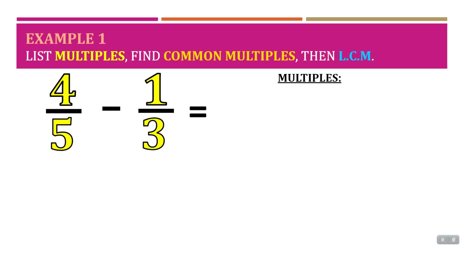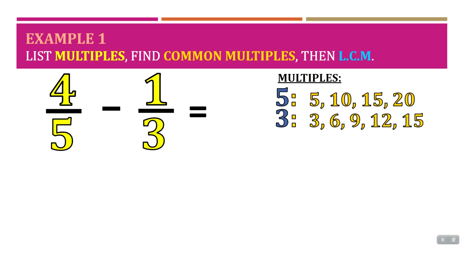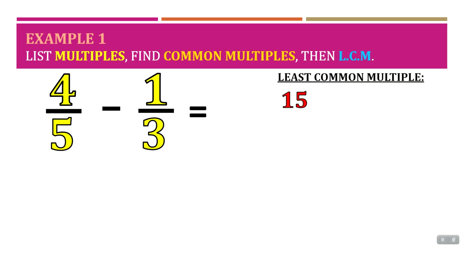So let us find the multiples of 5: 10, 15, 20. We know those from our 5 times table. And let's list the multiples of 3: 6, 9, 12, 15, 18, and so on. Those are from our 3 times tables. Now we look to see which of those multiples are common or the same in each list. We can see that from the multiples we've listed, only the number 15 appears in both. 15 is common, and so therefore that is the least common multiple.